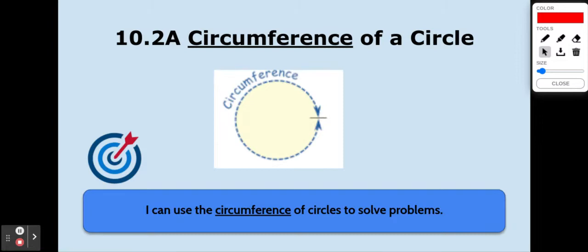Hi, 7th graders, and welcome to Lesson 10.2a, the circumference of a circle. Our goal today is to be able to use the circumference of circles to solve problems.